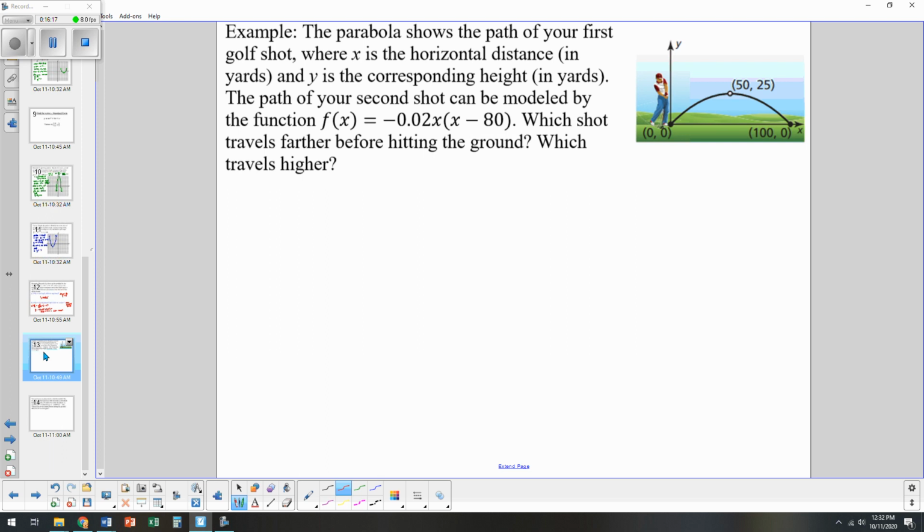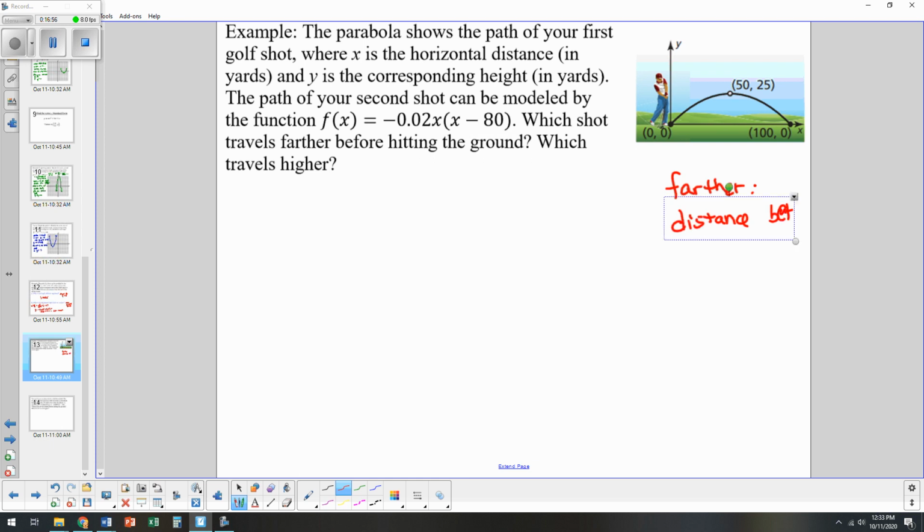Another kind of problem we can have, they're telling us the parabola in this graph shows the path of your first golf shot, where x is the horizontal distance in yards and y is the corresponding height in yards. The path of your second shot can be modeled by the function f(x) = -0.02x(x - 80). Which shot travels farther before hitting the ground? Which travels higher? So if we're looking for farther, we're talking about the distance between the intercepts.